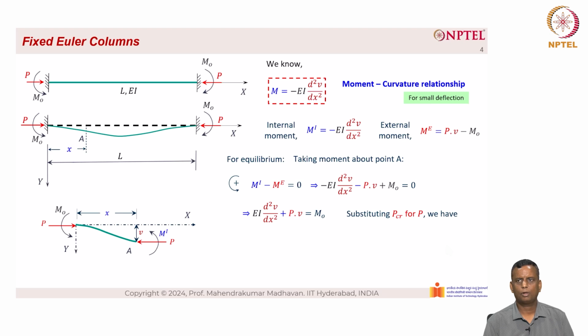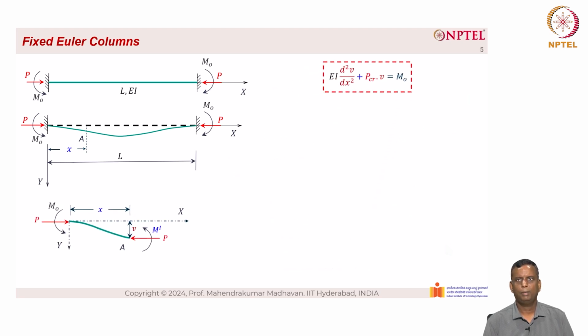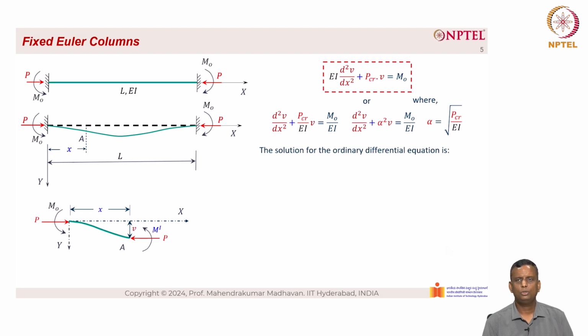Substituting P critical for P, we have EI d square v by dx square plus P critical v is equal to M0. This is the governing equation, which can be further simplified by dividing by EI. We have d square v by dx square plus P critical by EI into v is equal to M0 divided by EI, or d square v by dx square plus alpha square v equal to M0 by EI, where alpha equal to root of P critical by EI. The solution for the ordinary differential equation is given as v equal to complementary solution plus particular solution.